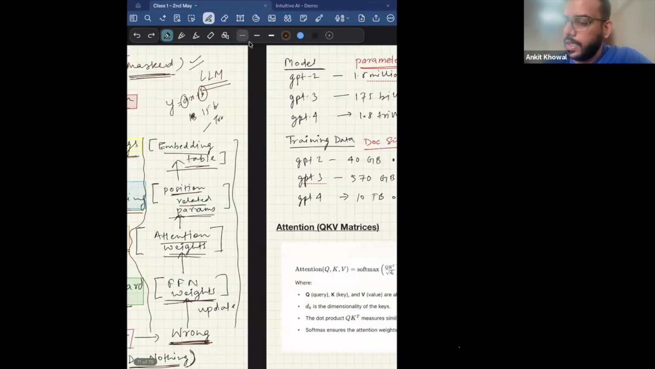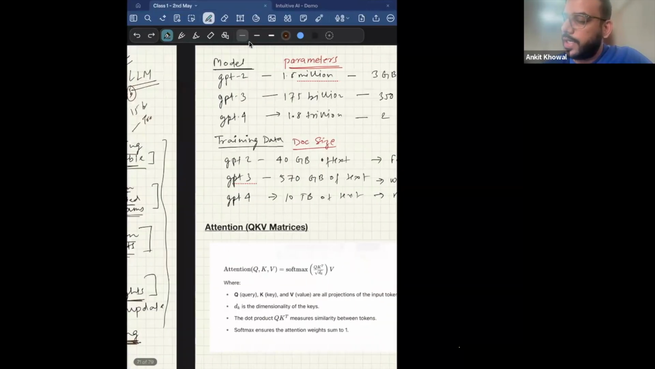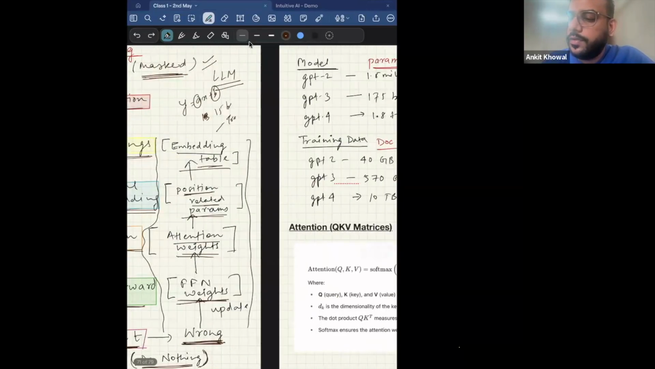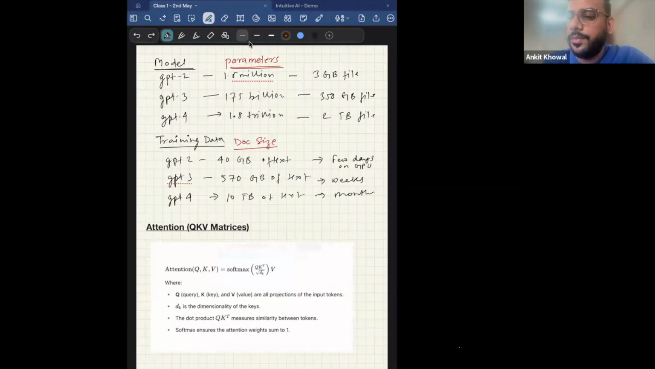Now, like I said, every model has certain parameters. I will just give you some examples so that you understand. Parameters I have already explained: simply, y is equal to ax plus b, where a and b are parameters. So think of GPT-2 when it came: it had 1.5 billion of these parameters like a and b, which is like a 3 GB file. GPT-3 had 175 billion parameters like a and b, which was a 350 GB file. GPT-4 had 1.8 trillion parameters, which was like a 2 TB file.